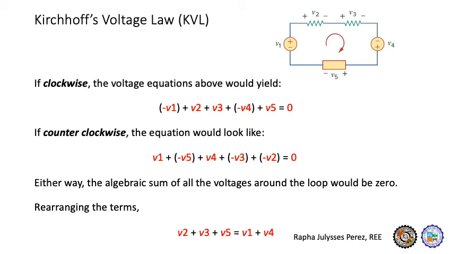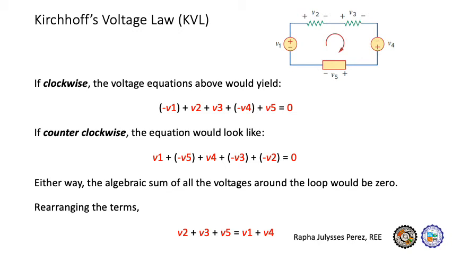When we say loop, we can have two directions for our loop. We can have either clockwise or counterclockwise. The same as with KCL, the algebraic sum of the voltages within a loop should still be equal to zero. If we take the clockwise direction for our loop, V1 is represented as a negative voltage, V2, V3, and V5 will be represented as positive voltages, and V4 will be represented as a negative voltage.